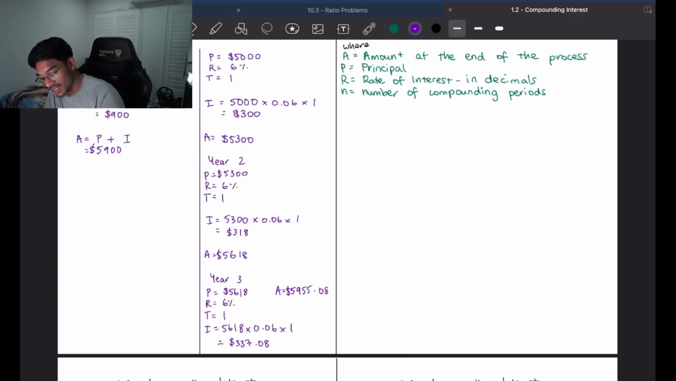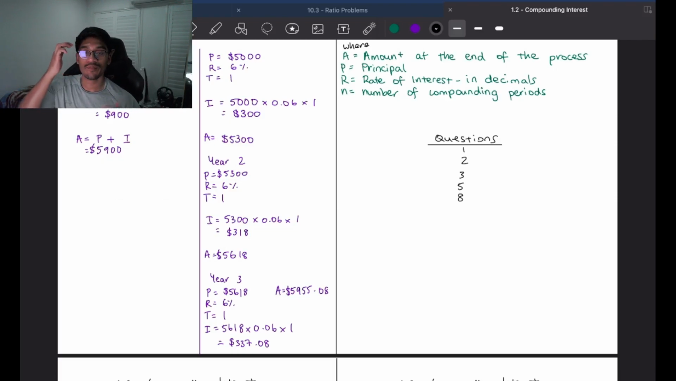So in the worksheet, I want you to do these questions. What is it? 1, 2, 3, 5, 8. Yep. I want you to do question 1, 2, 3, 5, and 8. And if you finish it, good job. I'll be checking it. We're checking it and we're going through it when I come back next week.